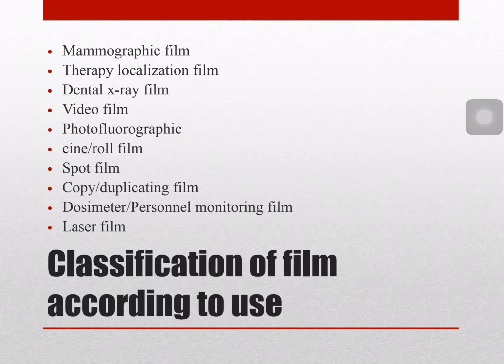Okay, now let's proceed to the classification of film according to its use. So first we have mammographic film. Mammographic film is used for breast examination. We have a procedure called mammography which is used just for the breast. It is an X-ray examination of the breast. On a mammographic film, we use a single emulsion film to have a greater detail.